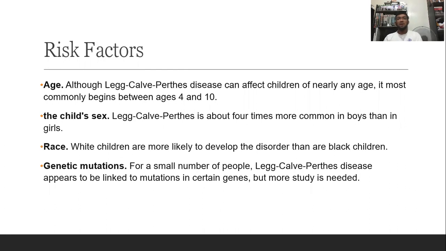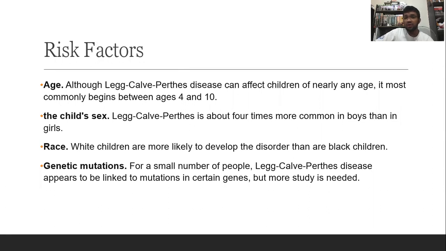Risk factors. Although Legg-Calve-Perthes disease can affect children of nearly any age, it most commonly begins between the ages of 4 and 10. So remember, it is common in children between the ages of 4 and 10 years old. As for the child's sex, Legg-Calve-Perthes is 4 times more common in boys than in girls. So boys are more commonly afflicted with this disease. And as for race, white children are more likely to develop this disorder than black children. So it's more common in Caucasians.